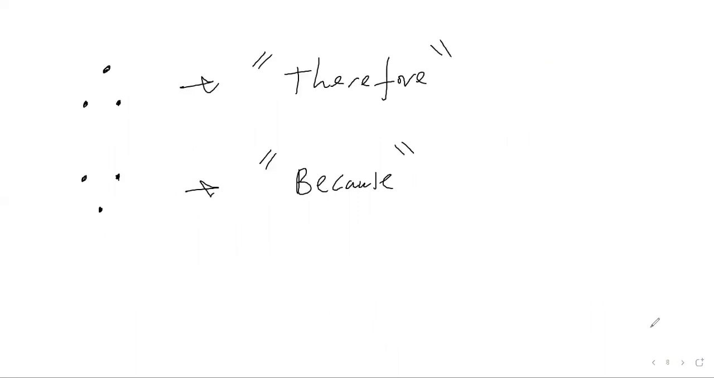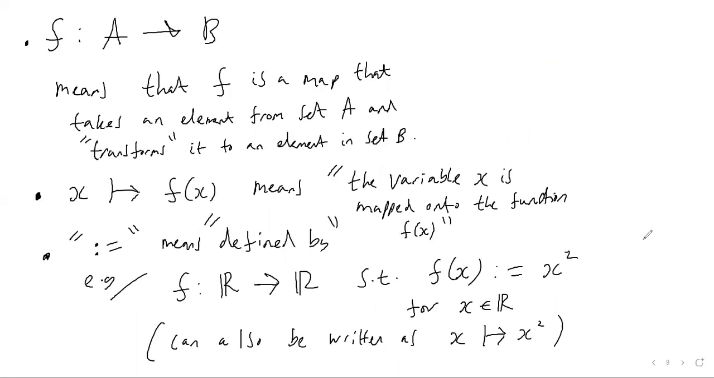And then just a couple of very basic ones. If you ever see someone write a triangle with 3 dots like that, it just means therefore. And 3 dots like this upside down just means because. This next slide here is about functions, or mappings, I should say, to be more precise.